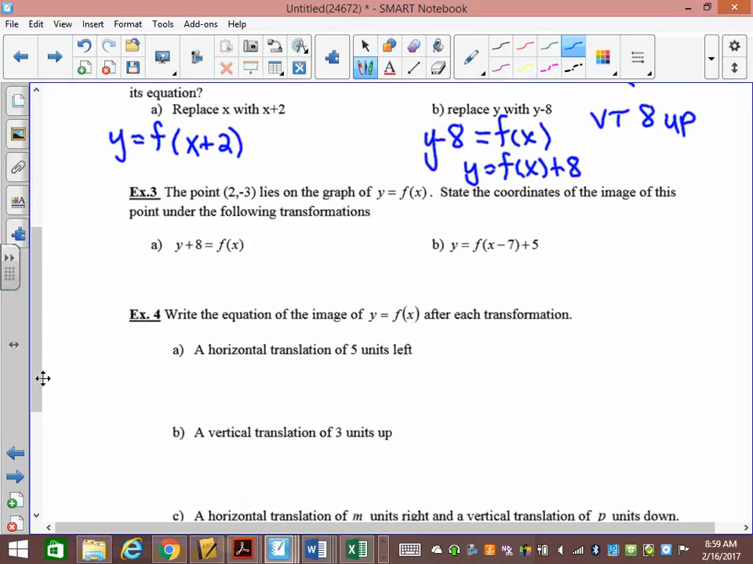The point (2, -3) lies on the graph of y equals f of x. State the coordinate of the image of the point under the following transformation. We're moving a point. What do we need to do?